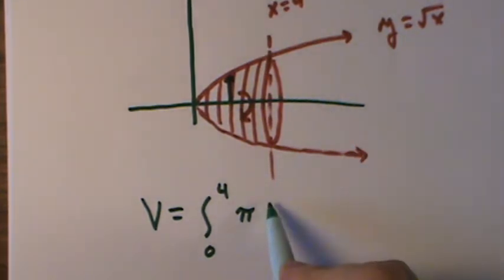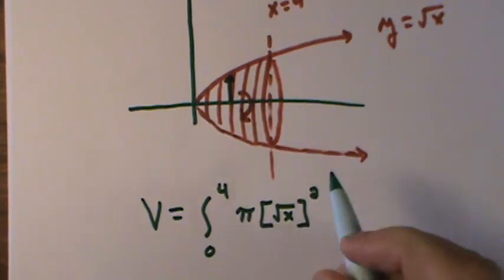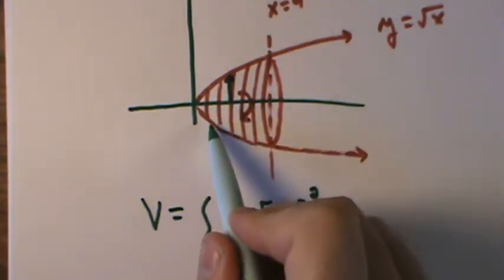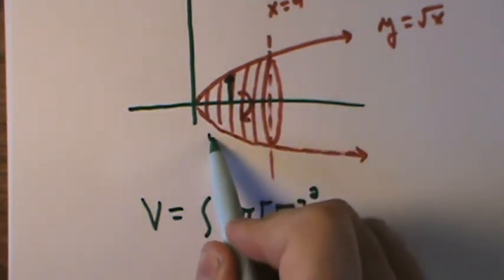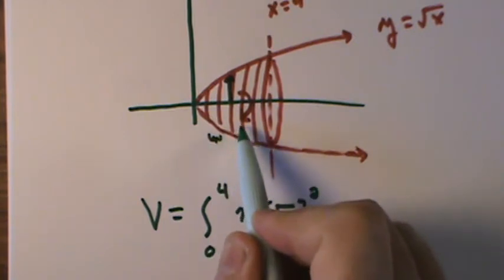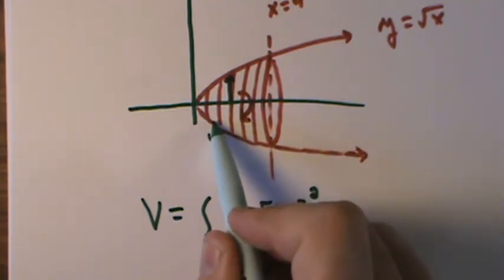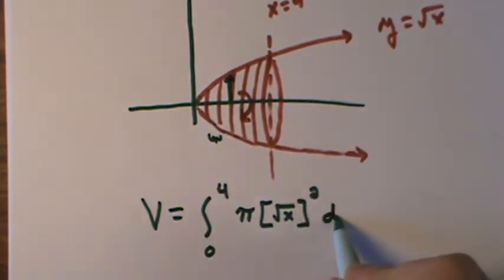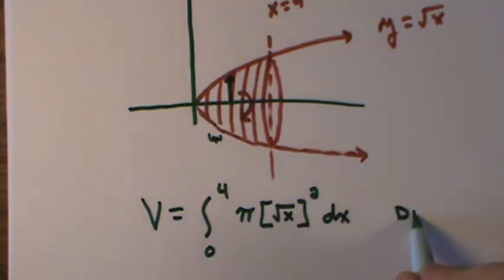R was rad x, so I'm going to call that radical x squared. And the dx is the distance between, or the height for each one of these disks. That's the height of that. And so we call that dx. So it's pi r squared h, 3 dimensions. And we would call that our disk method. I'm not going to do the math, I'm just trying to introduce the concept.